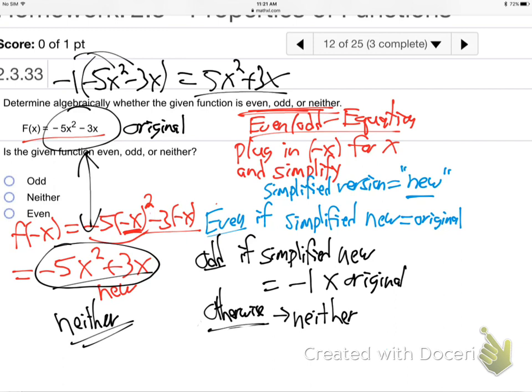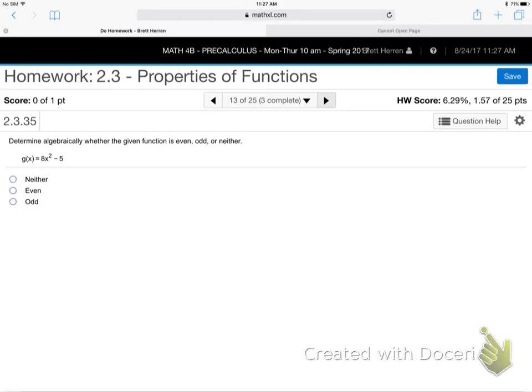But if instead the simplified new one is -1 times the original, meaning all the signs are the opposite. Right? If I take -1 times the original, do I get the new one? If that's the case, that's odd. Otherwise, it's neither. We good on that? Okay, so there we go.